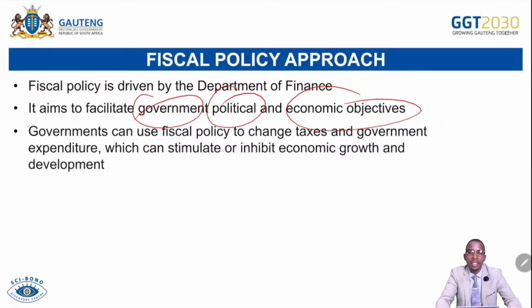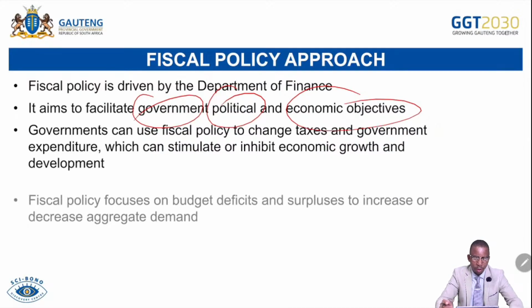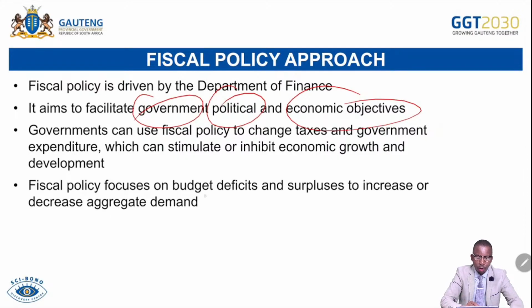But should the government decrease government spending, there will be less money available, less job creation, and less demand for goods and services. If the state intervenes by decreasing taxes, it encourages people to have more disposable income and demand more goods and services. But should the state intervene by increasing taxes, that simply means there will be less income or disposable income available in the economy. Fiscal policy focuses on budget deficits and surpluses to increase or decrease aggregate demand. It also uses the budget deficit and budget surplus.